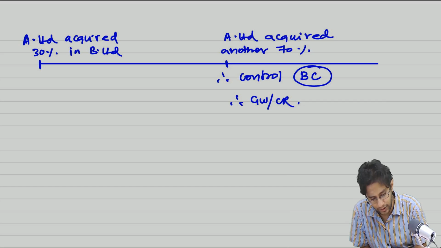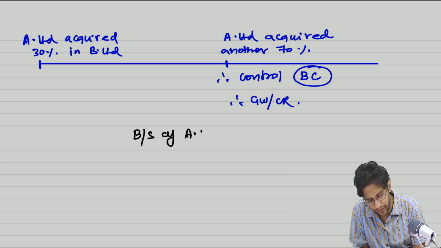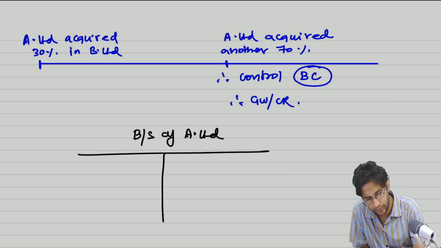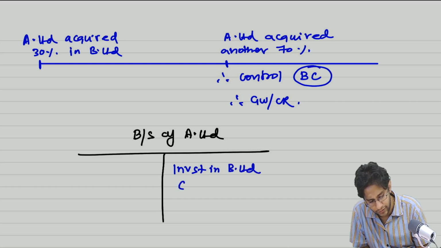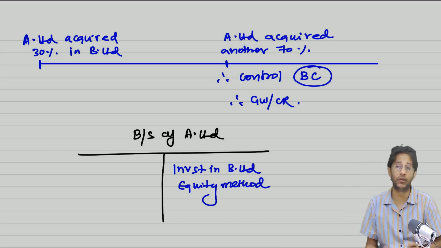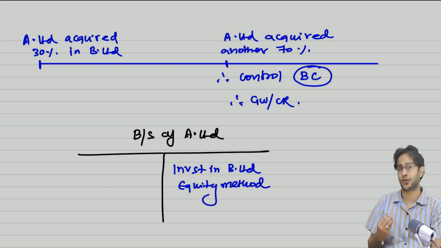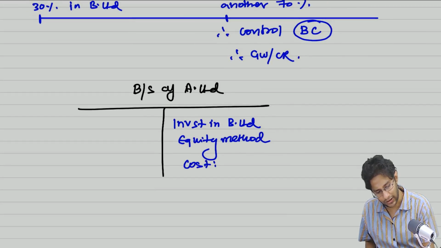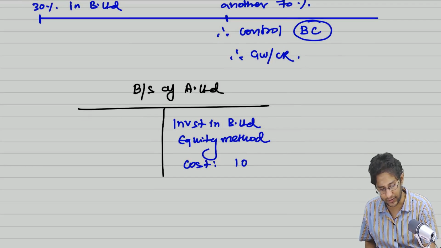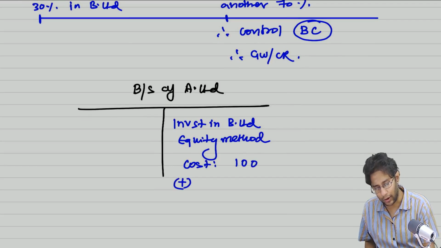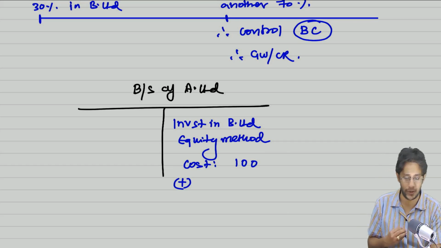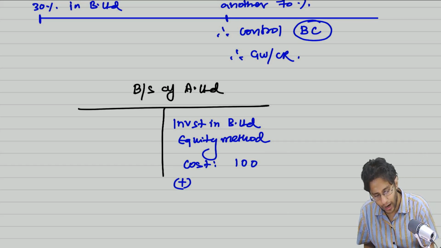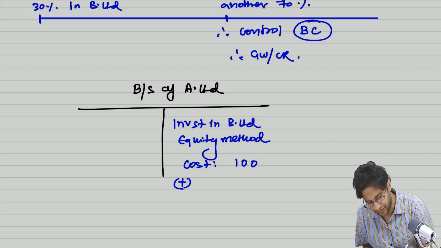before you acquired this 70%, in the balance sheet of A Limited, we will have investment in B Limited, which is measured at equity method. Why is this measured at equity method? Because the 30% is a significant influence. B Limited is an associate, therefore you would have applied equity method. Suppose your cost once upon a time is 100 lakhs. Under the equity method, we add the post-acquisition profits of B Limited to the investment and also to your profits.